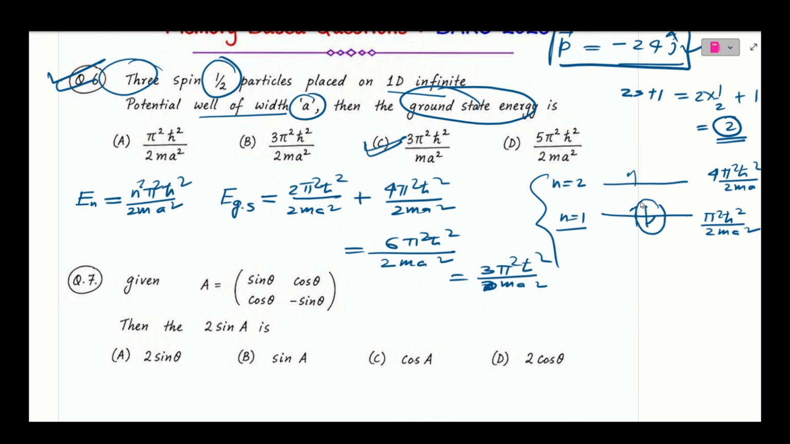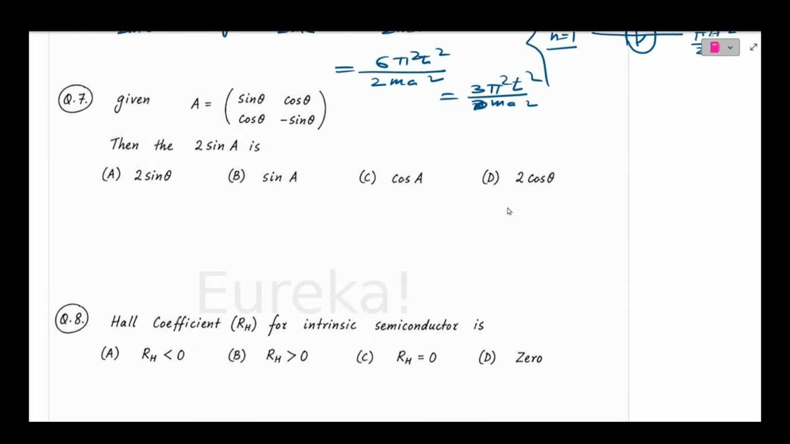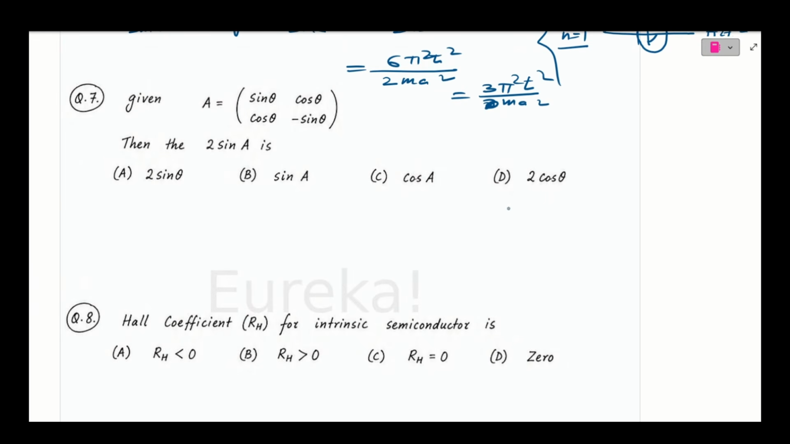Okay, next, question number 7. In question 7, a 2 by 2 matrix is given in the form of sin theta, cos theta, minus sin theta. Fine. Now we have to find 2 sin a. Okay, 2 sin a. What will be the 2 sin a?